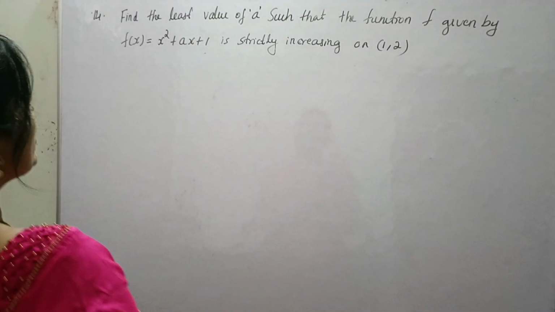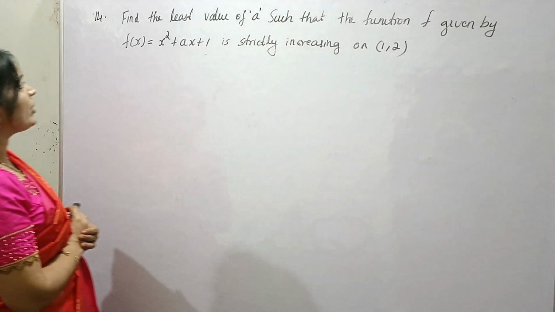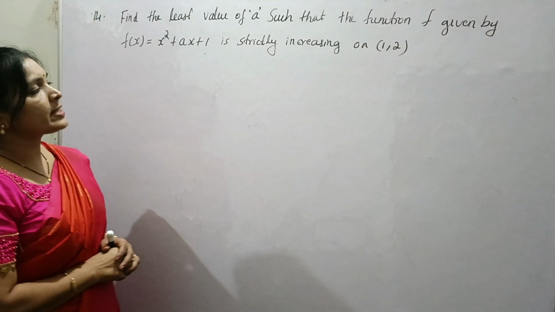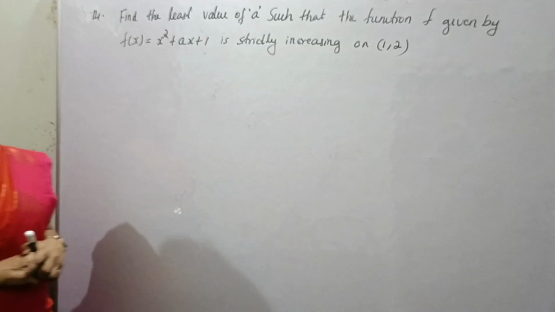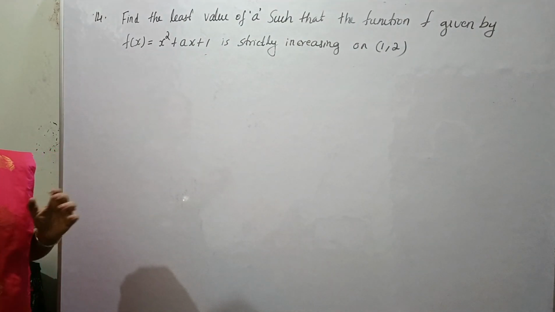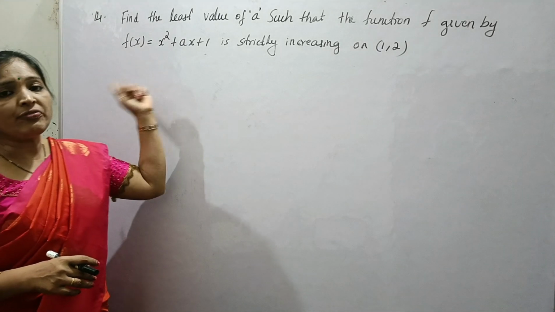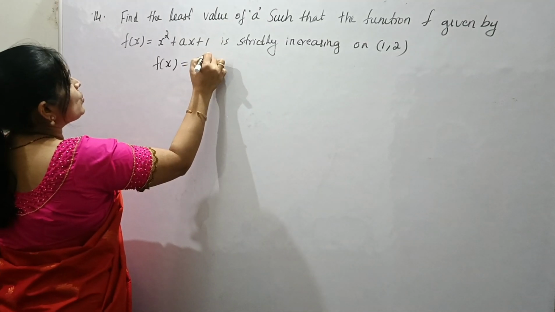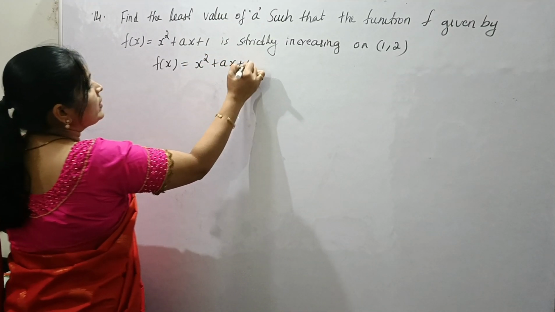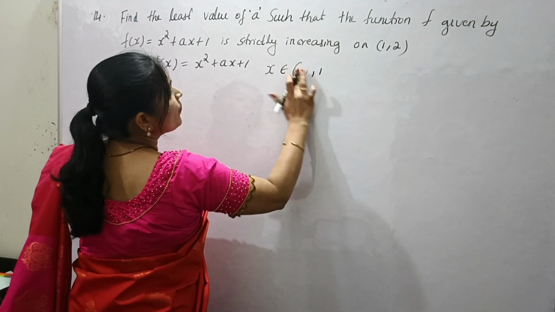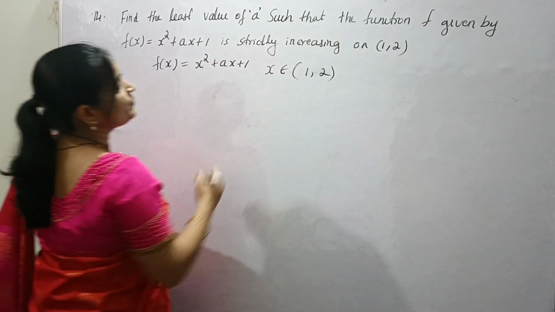Find the least value of a such that the function f given by f of x is equal to x square plus ax plus 1 is strictly increasing on 1 to 2. So here we have to find the least value of a when the given function is strictly increasing on 1 to 2. First of all, write our function f of x is equal to x square plus ax plus 1. Here x belongs to 1 to 2.